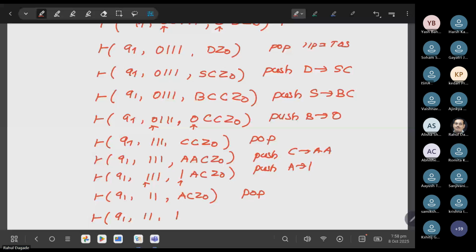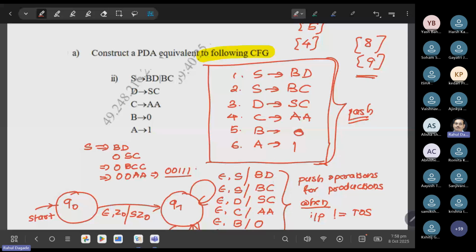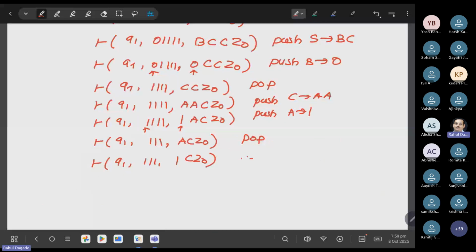And again 0, B0, C is AA and this C is A. So 4 ones has to be there. So one more one, one more one, one, one, one, one, one, one, one. So C Z0. So now here it is push A gives 1.